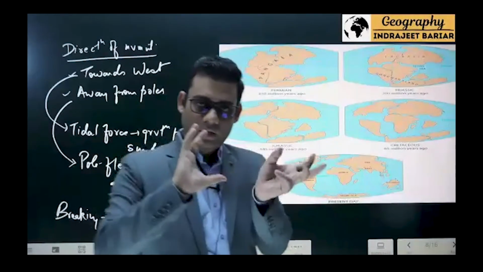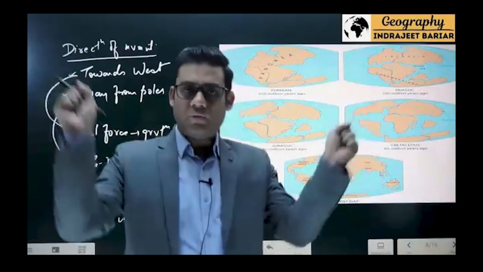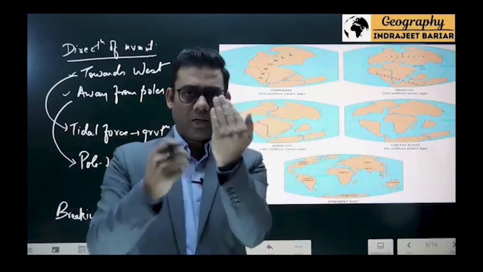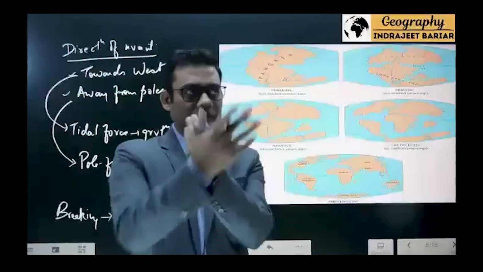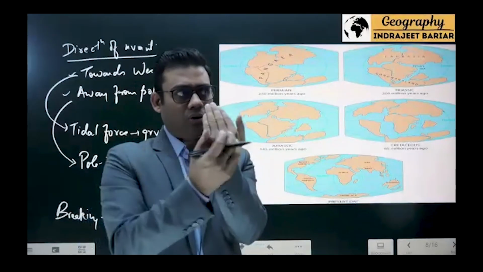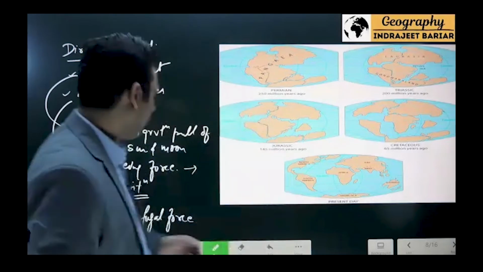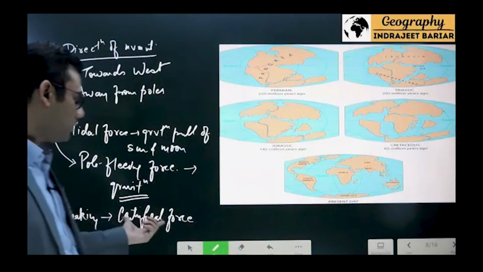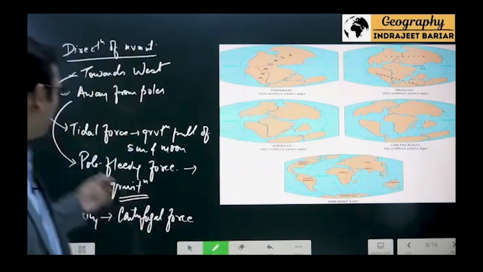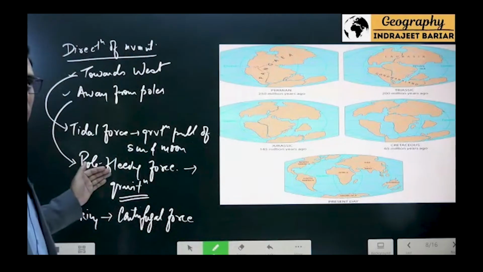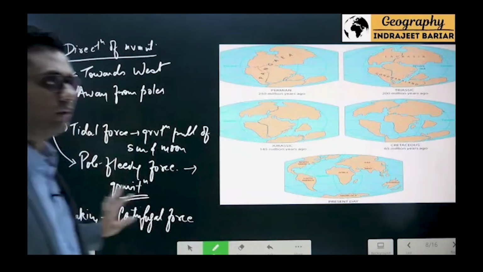So here, as the earth is rotating, centrifugal force. और लैंड मास है, अगर इस पे सेंट्रीफ्यूगल फोर्स लग रहा है हर डायरेक्शन में रेडियली आउटवर्ड, तो स्ट्रेच होने लगेगा, ब्रेक हो सकता है. That is where, for the breaking, he used centrifugal force. For the movement he used tidal force and pole fleeing force. ये पहली बात है forces की.